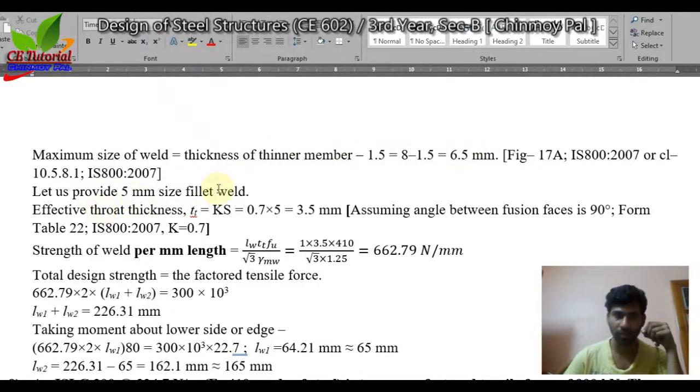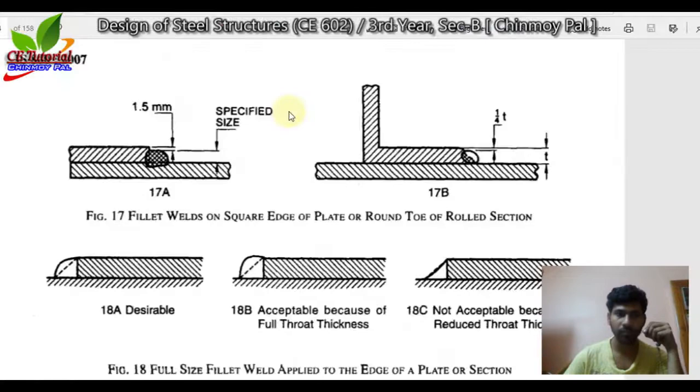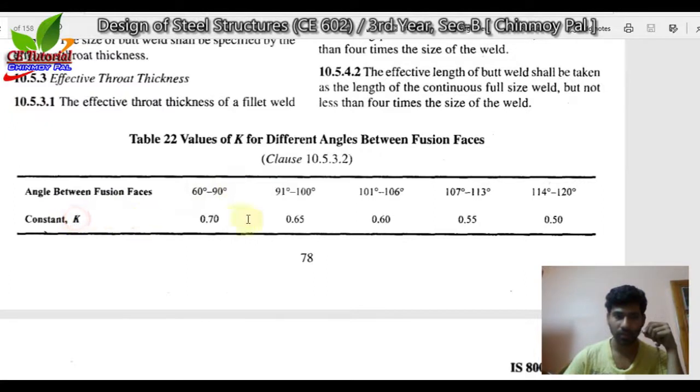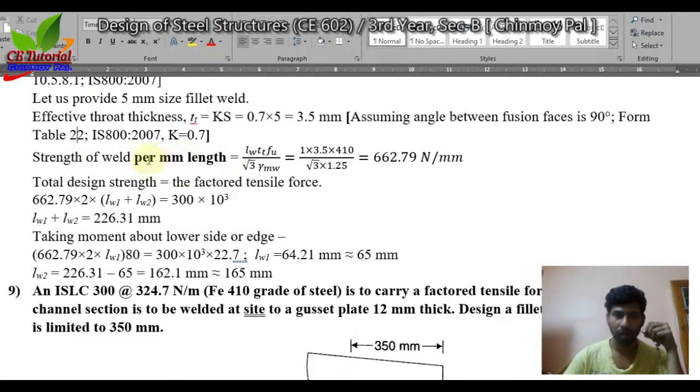Let us provide 5 millimeter welding size, and effective throat thickness is K into S, 0.7 into 5. 5 is welding size and K value is 0.7 from table 22 of IS 800. This K value is for 60 to 90 degree. So per millimeter length welding strength should be this.